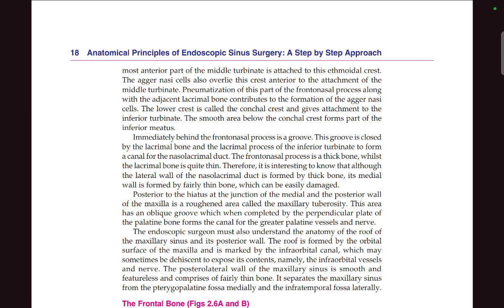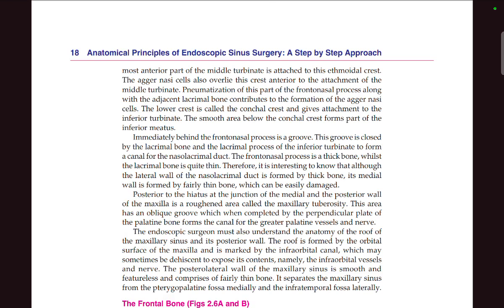Posterior to the hiatus at the junction of the medial and the posterior wall of the maxilla is a roughened area called the maxillary tuberosity. This area has an oblique groove which, when completed by the perpendicular plate of the palatine bone, forms the canal for the greater palatine vessels and nerve.